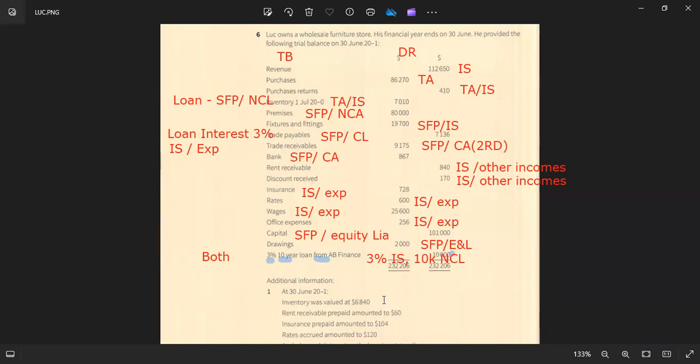Then don't forget that the closing inventory is always there. This one is an IS item, and also an SFP item, so this one is both. But let's just write IS, the trading account. Then it's also in the SFP under current assets.